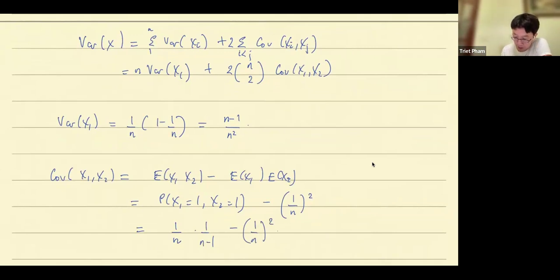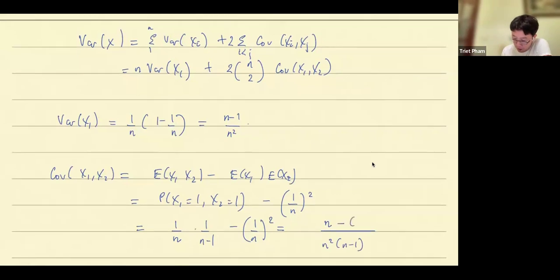And let's simplify this. You have n for the first term, first fraction. The common denominator is n squared times (n minus 1). The second one has n minus 1, so you get 1/(n squared times (n minus 1)).